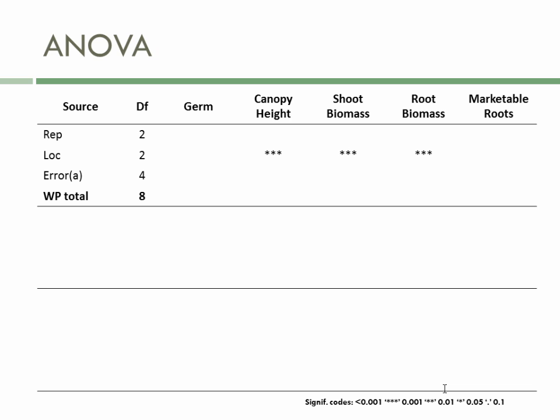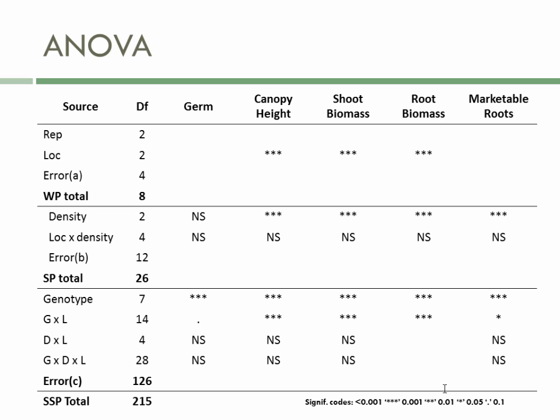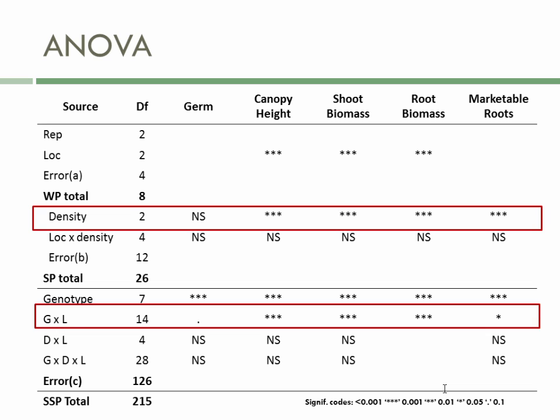So the ANOVA table can be broken down then into 3 parts. The whole plot, which measures the effect of location. The subplot, which measures density and location by density interaction, and the sub-subplot, which looks at genotype, genotype by location, density by location, and the 3rd order interaction. And this just summarizes the significance of each factor for different measurements, but I'm going to focus specifically on the effect of planting density, which was significant for all the traits I measured except germination, and the genotype by location interaction, which was significant at the 0.1 level for all factors.